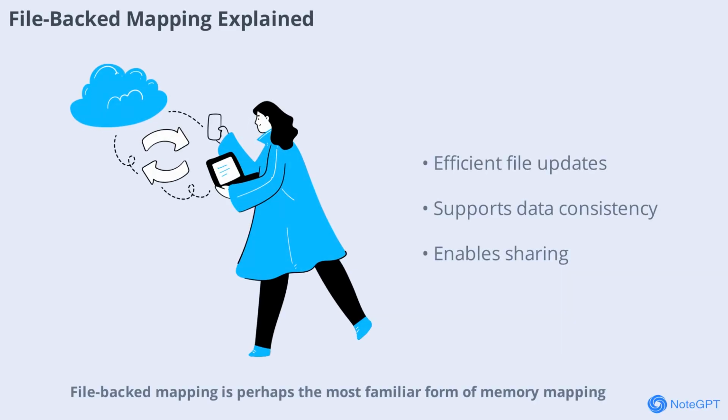File-backed mapping is perhaps the most familiar form of memory mapping. When a file is mapped into memory, any changes made to the mapped region can be written back to the file on disk. This is especially useful for applications that need to update large files efficiently, such as databases or image editors. File-backed mapping ensures data consistency and allows multiple processes to share access to the same file, making collaboration and data sharing straightforward.